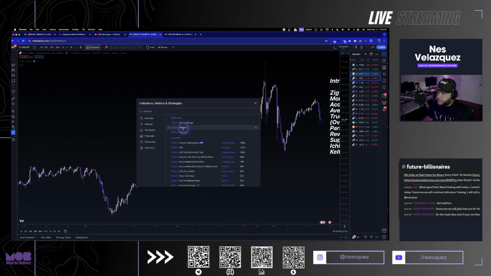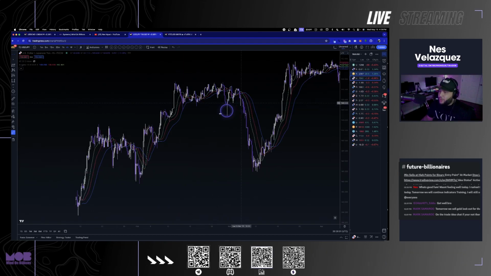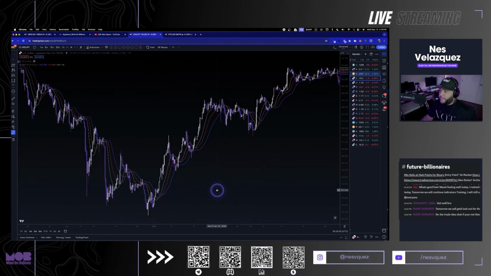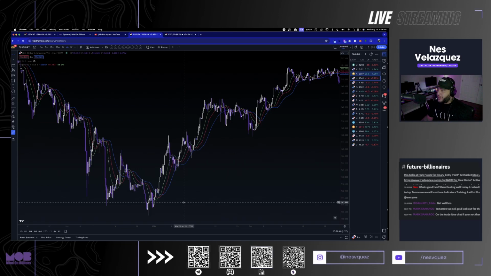Williams alligator, right here on the technicals. Now with the Williams alligator indicator, it consists of 3 moving averages. You have the small one, the medium one, and the large one.